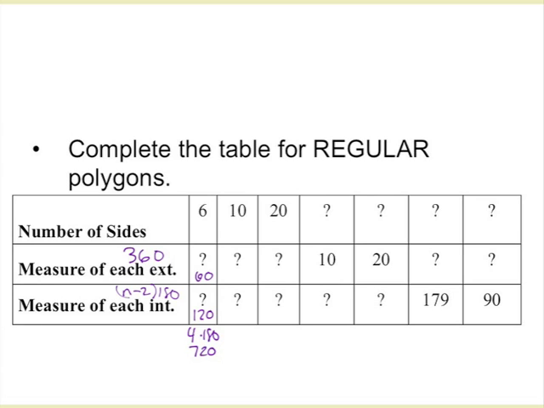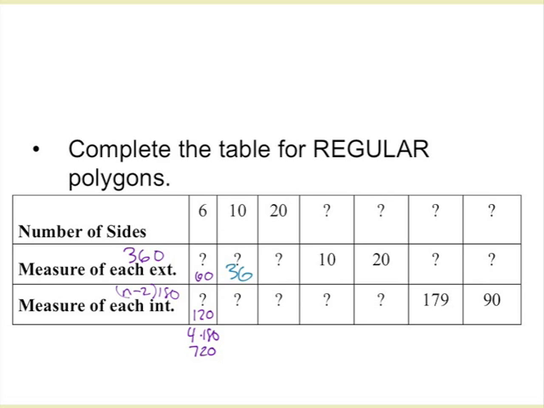So for the next column, if I have 10 sides and 10 angles, and the whole outside is supposed to be 360, how big is each of those 10? 36. We can divide it up evenly since it's regular. They're all the same size. And so if I have 10 36-degree angles, that would add up to the 360 that I need.